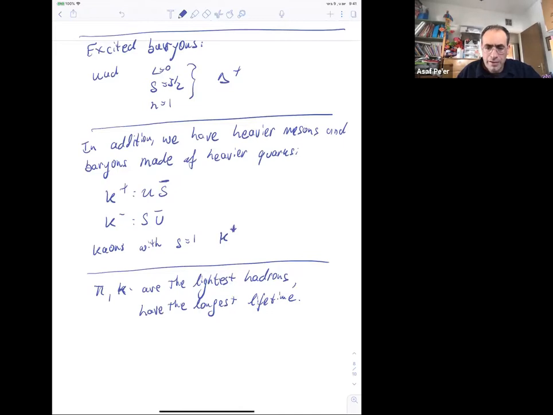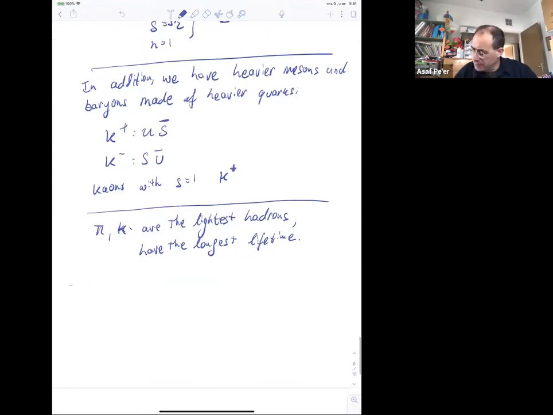But I think now you see the richness from these 6 quarks. When you start exciting them, you can get very many different particles. All right, more questions? Okay, if not, I want to say now a few more words about quarks.